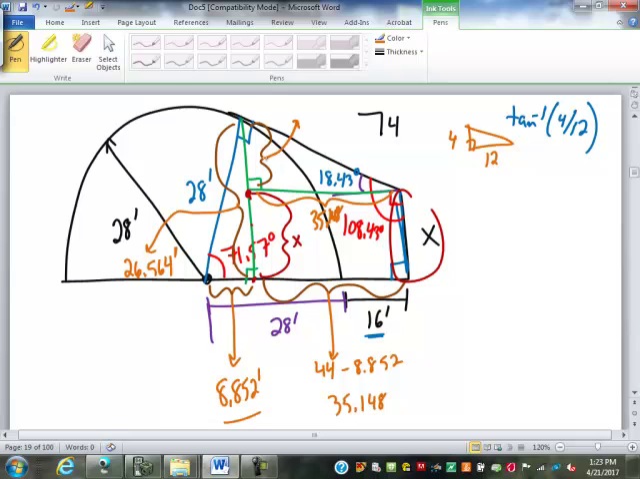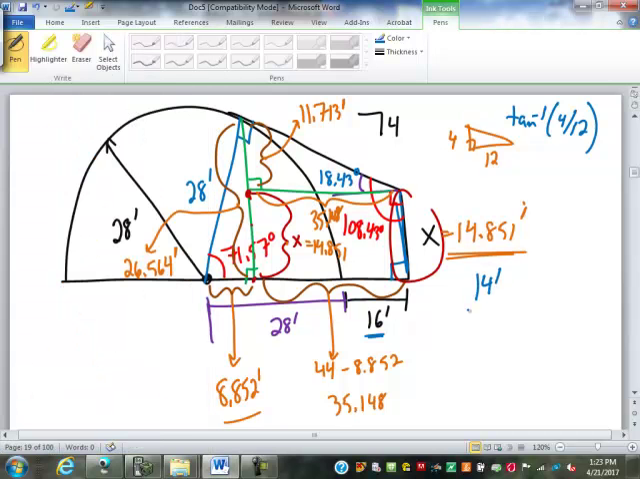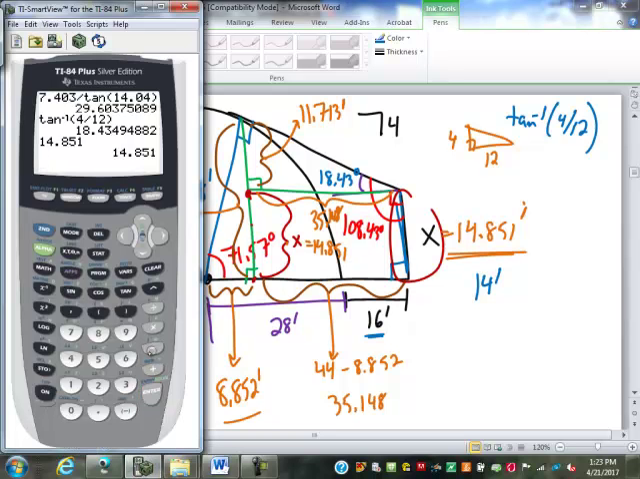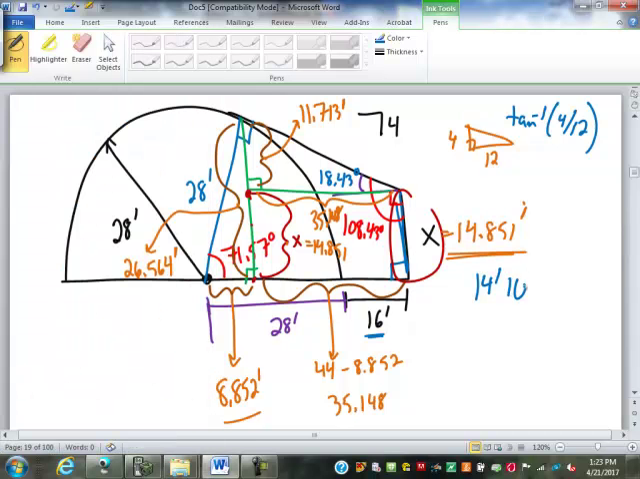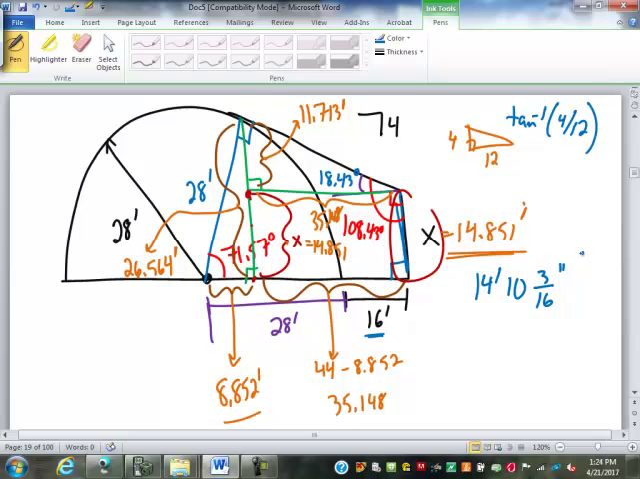What's this one then? 11.713. Do you all concur? You don't have any choice? So that makes X how much? 14.851. So that is 14 feet. What do we do next to convert to feet, inches, and sixteenths? Minus 14. Then times 12 will give us 10 inches. Then what? And times 16. 3/16. 14 foot, 10 and 3/16 inches.